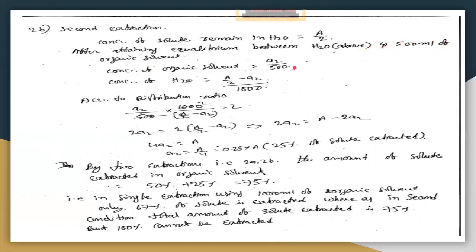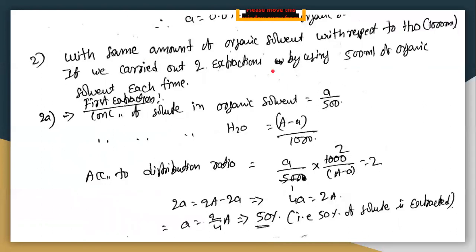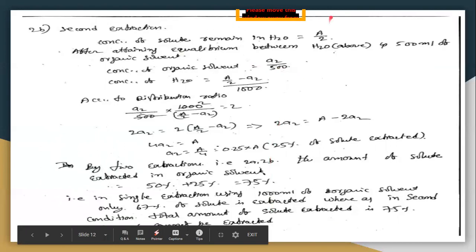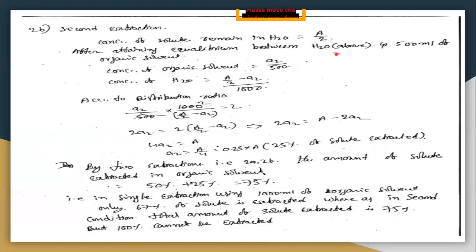So what happens? How much solute remains in water? Already 50% is extracted, so 50% remains, which can be taken as capital A by 2. The amount of solute before adding organic solvent is A by 2. After adding 500 ml of organic solvent to this, some amount out of that A by 2 is transferred into the organic solvent.